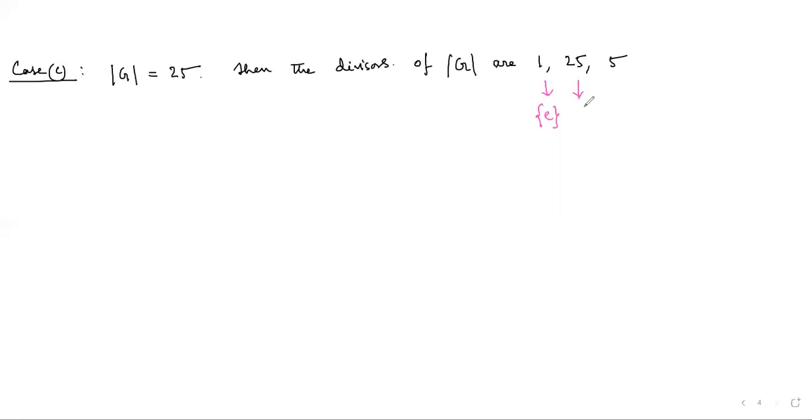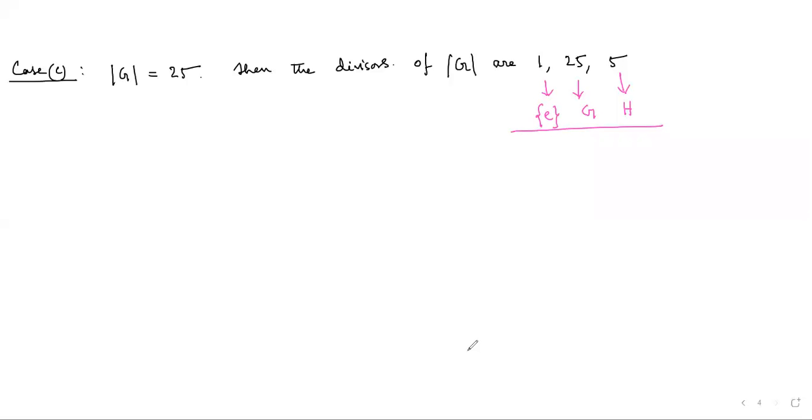Let us go to case C. Suppose the order of G is equal to 25. Then the divisors of the order of G are 1, 25, and 5. Now, just like the previous example, we can consider a trivial subgroup of order 1, which is E, a trivial subgroup of order 25, which is G, and a non-trivial subgroup of order 5, which is given, which is H.